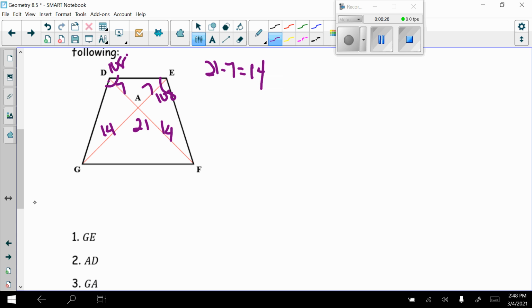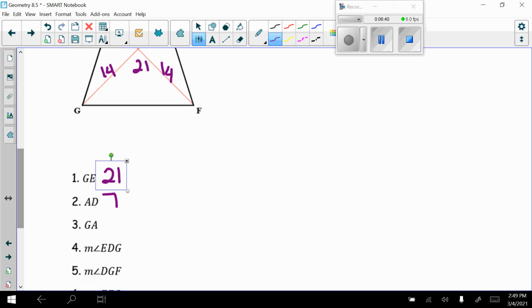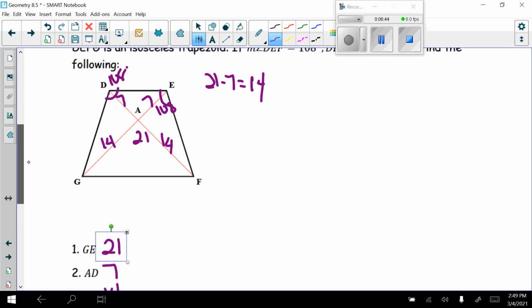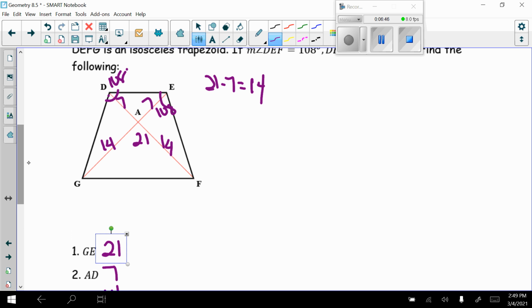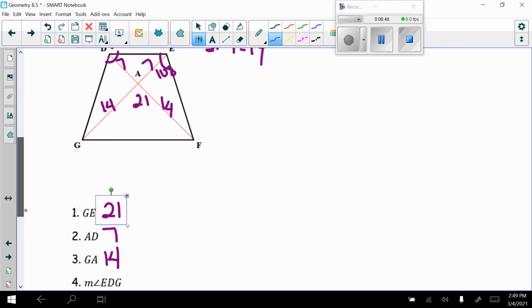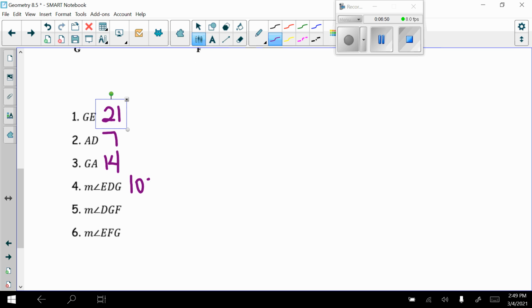Number one, G to E. Well, G to E is 14 plus 7, 21. AD, we have that labeled 7. GA, we have that labeled 14. Number 4, the measure of angle EDG. EDG, we have that labeled 108 degrees.